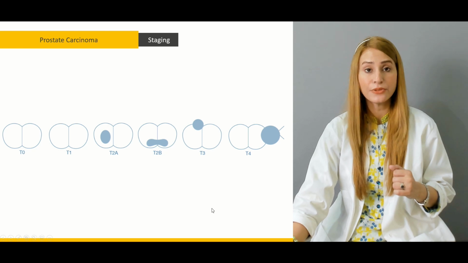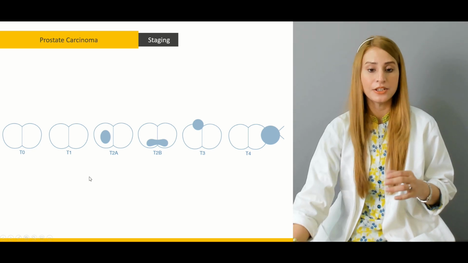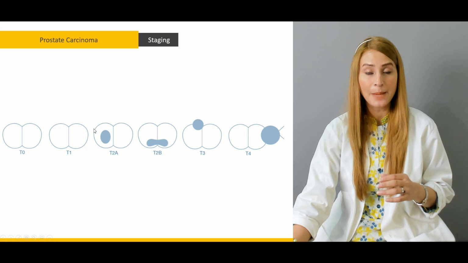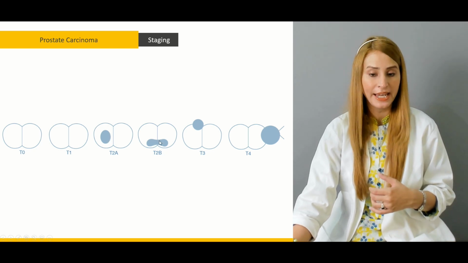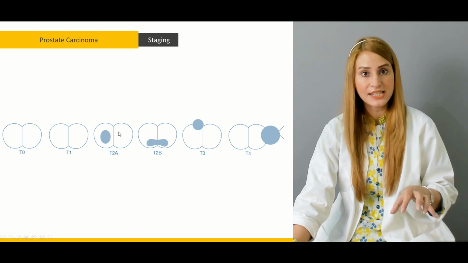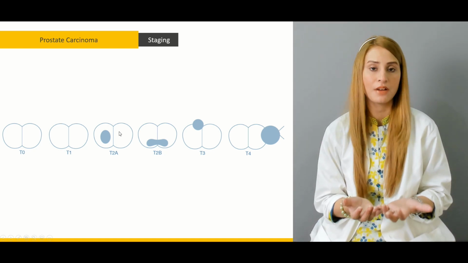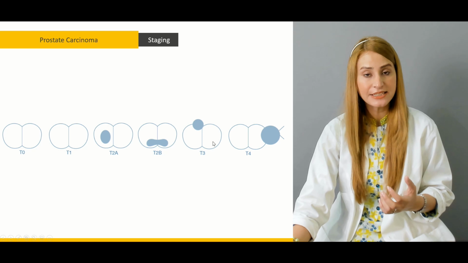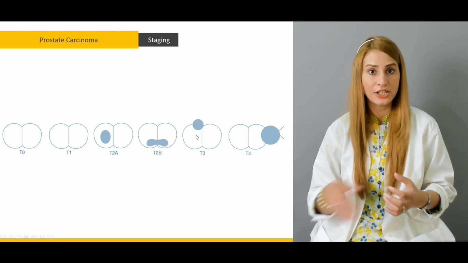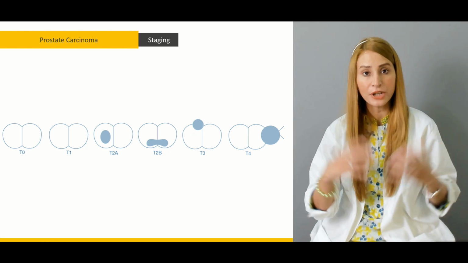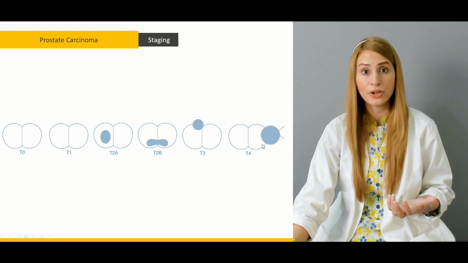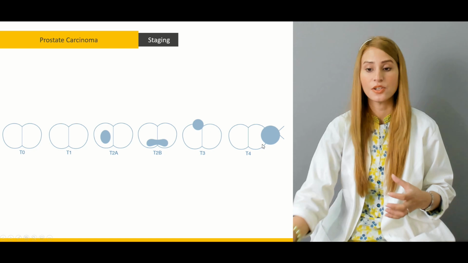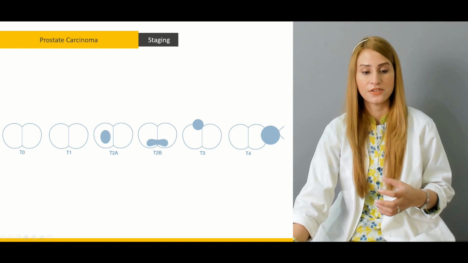And in T3, you can see here that this is the capsule of the tumor, and in case of the T2, T2A and B, the tumor cells are within the capsule of the prostate. But in T3, the tumor is actually spreading away, and it's breaching the capsule of the prostate here. And in case of the T4, this is extensive spread of the tumor involving the distant structures as well.